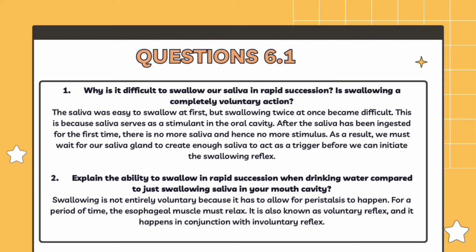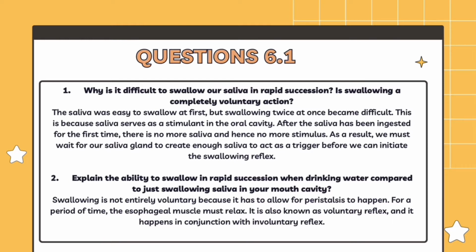Question 6.1. Why is it difficult to swallow our saliva in rapid succession? Is swallowing a completely voluntary action? The saliva was easy to swallow at first, but swallowing twice at once becomes difficult. This is because saliva serves as a stimulant in the oral cavity. After the saliva has been ingested for the first time, there is no more saliva and hence no more stimulus. As a result, we must wait for our salivary gland to create enough saliva to act as a trigger before we can initiate the swallowing reflex.